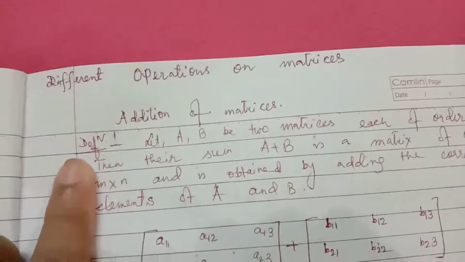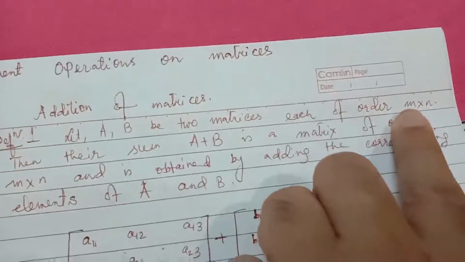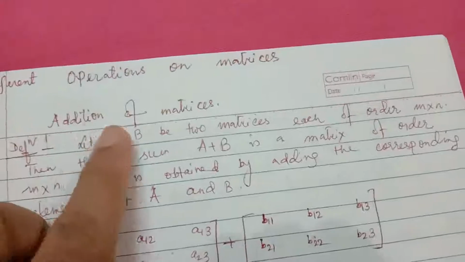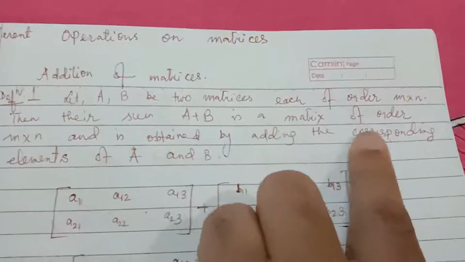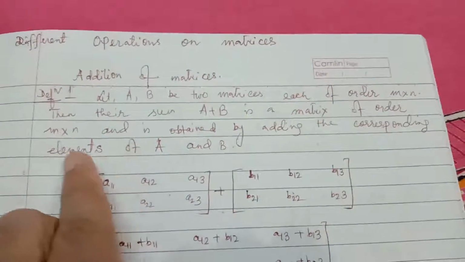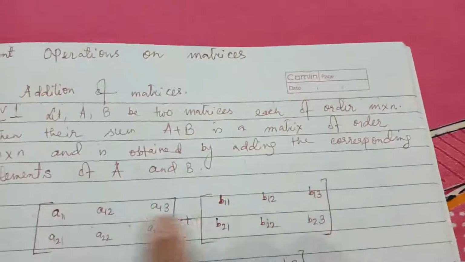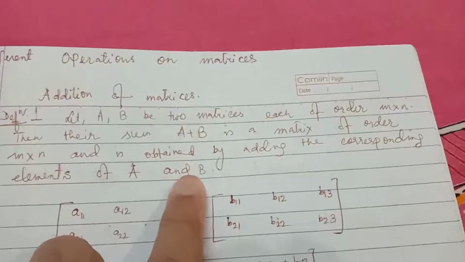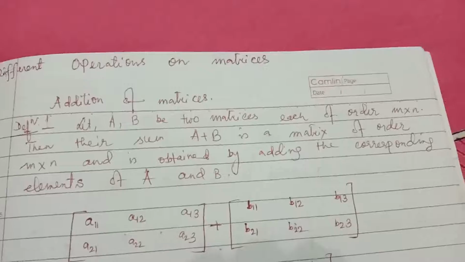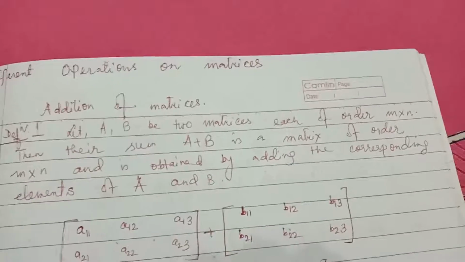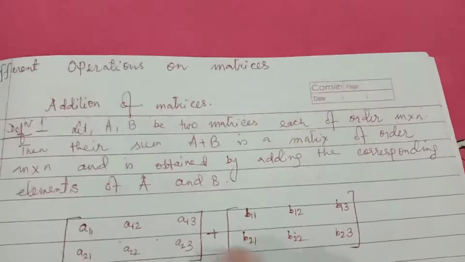Let us go through the definition. Let A and B be two matrices, each of order m by n. That means A and B are of the same order. Then their sum A plus B is a matrix of order m by n and is obtained by adding the corresponding elements of A and B. This is the definition of addition of matrices. Two matrices will be conformable for addition if they are of the same order. And how to add? We have to add corresponding elements.